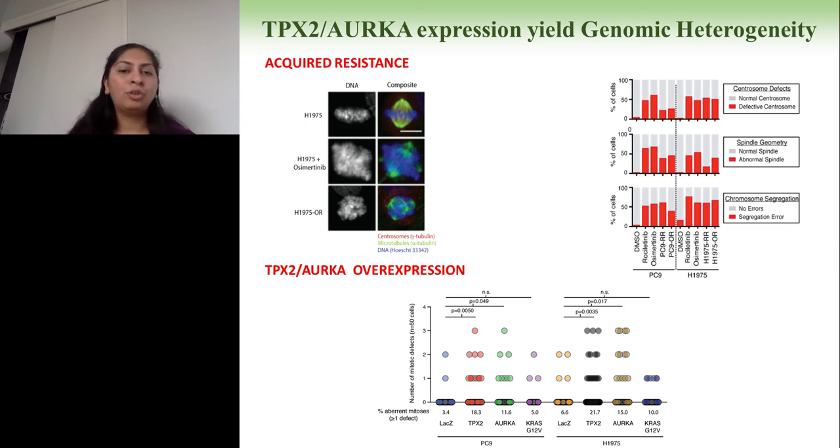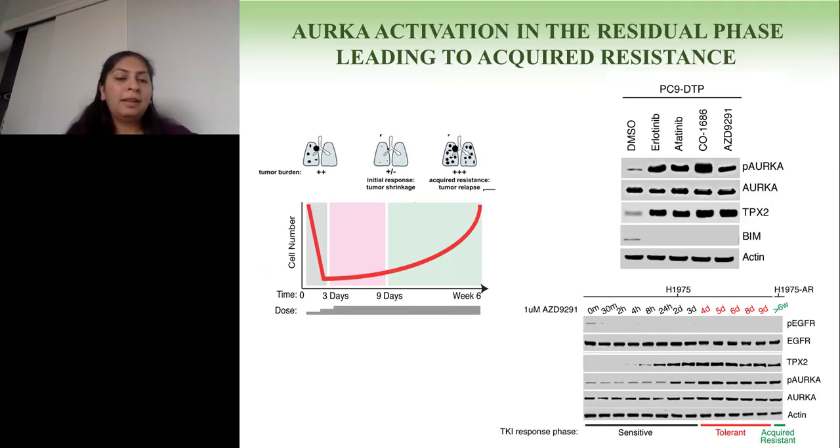And these cells display high genomic heterogeneity. This genomic heterogeneity is equivalent to what happens when you have high TPX2 and Aurora kinase exogenously expressed. What you can see over here is that when you overexpress Aurora kinase A and TPX2 in the sensitive cell lines, the number of defects that these cells harbor goes up, meaning that Aurora A and TPX2 themselves can induce genomic heterogeneity. So now the answer is very clear that Aurora kinase A and TPX2 can cause this genomic heterogeneity in the cells. They prevent cell death, and they are the pathway responsible for survival.